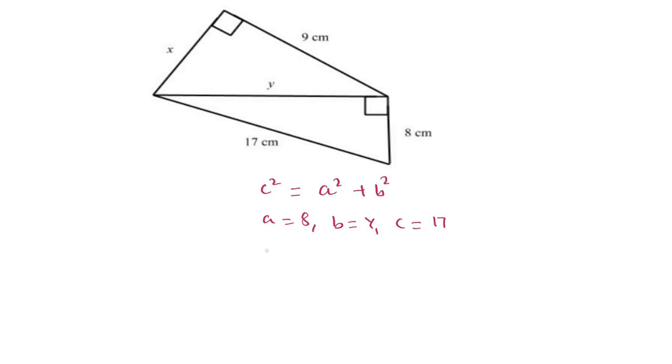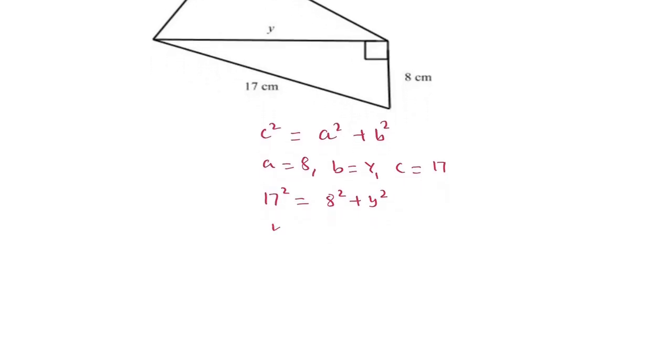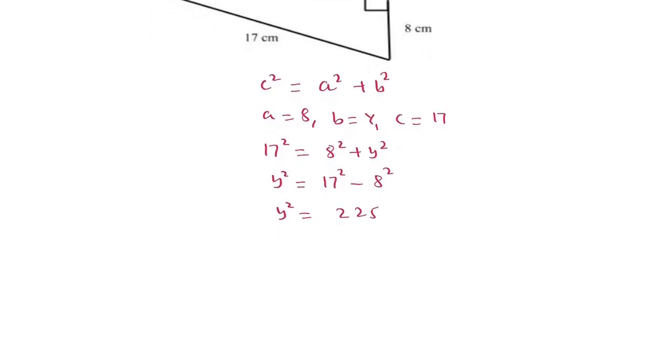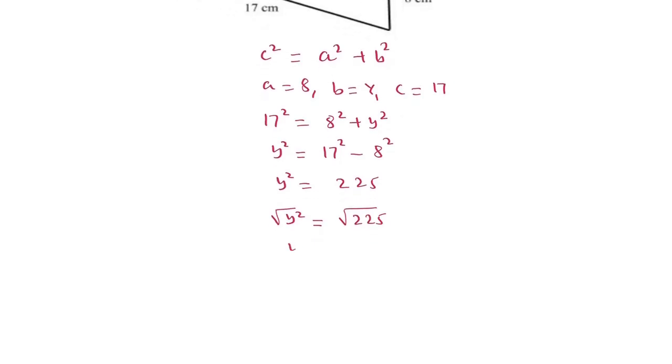Our equation is going to be 17 squared = 8 squared + y squared. Let us now rearrange this equation. We are having y squared = 17 squared - 8 squared. Solving this, we are having y squared = 225. Okay, so next, let us apply the root both sides. Then we are having under root y squared = under root 225. Solving this, we are having y = 15 centimeters.